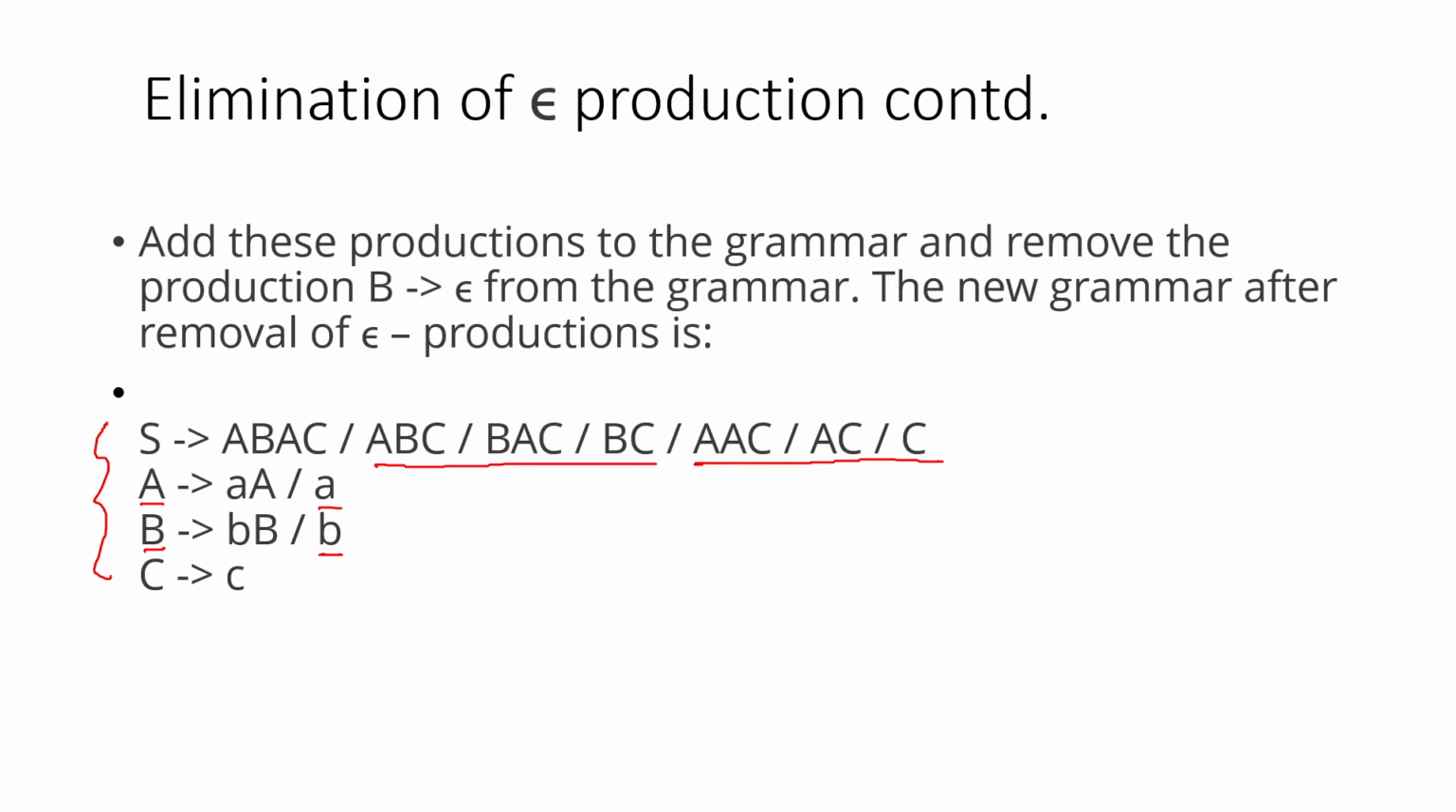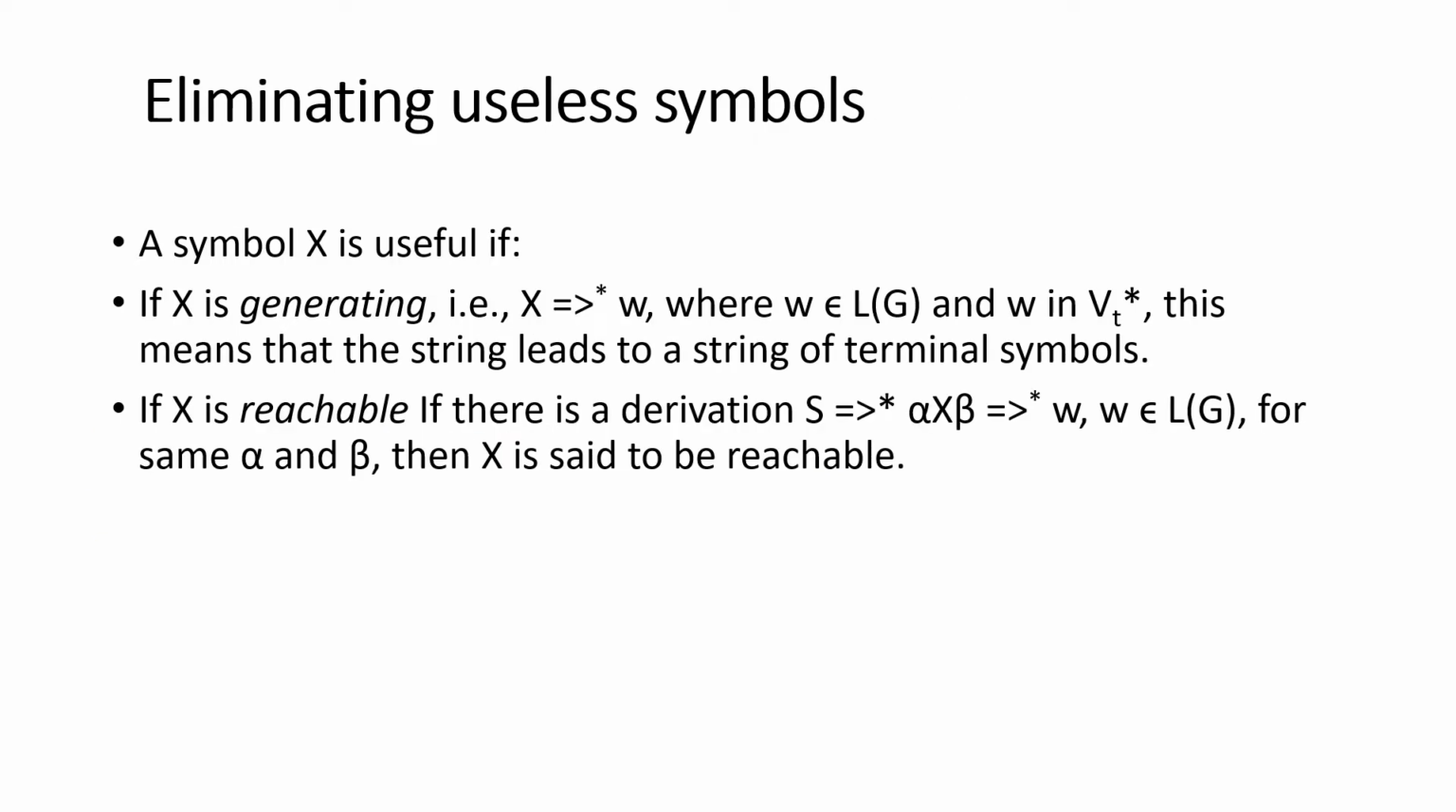So we have seen the epsilon production removal. Now we will go for the eliminating of useless symbols we have discussed. Now let's revisit again. There are two ways by which you can say the symbol X is useless.